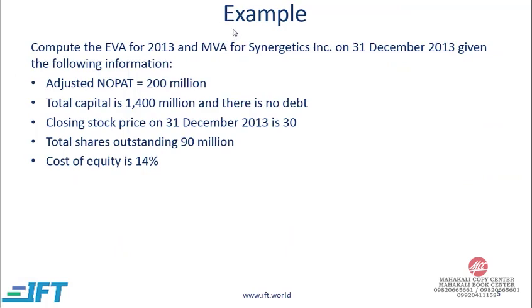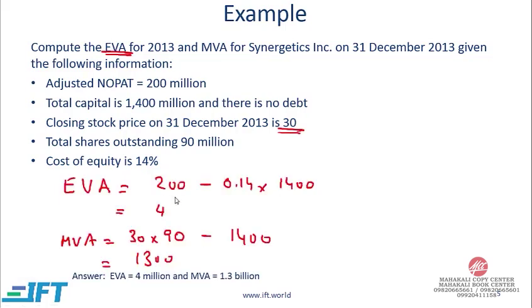Now I want you to do this example. This is not from the curriculum. It is something I came up with just to illustrate the point that we are talking about. So this is what you do. EVA is 200, which is NOPAT, minus 0.14 times 1400. In this simple example, we have only equity, we don't have debt. If we had debt, then obviously we would have to use the weighted average cost of capital. And then MVA is the total market value of equity minus the book value, which is the total capital in this context. So these are your answers.